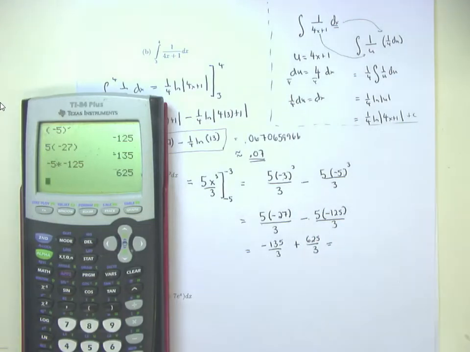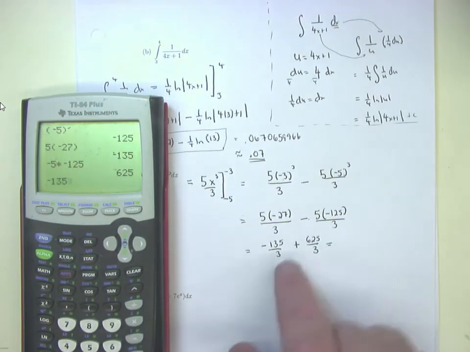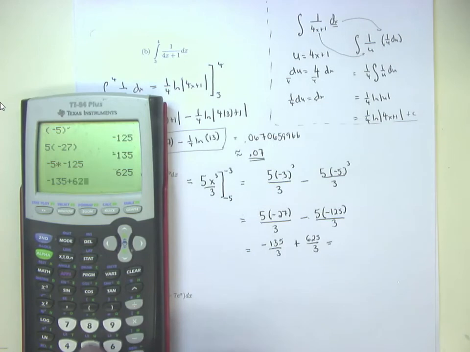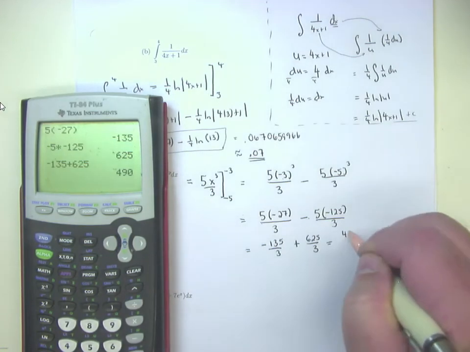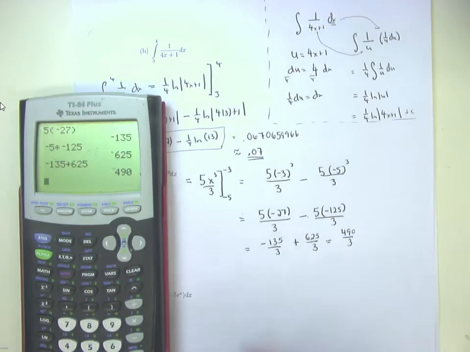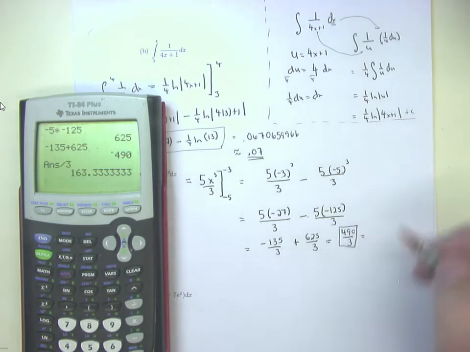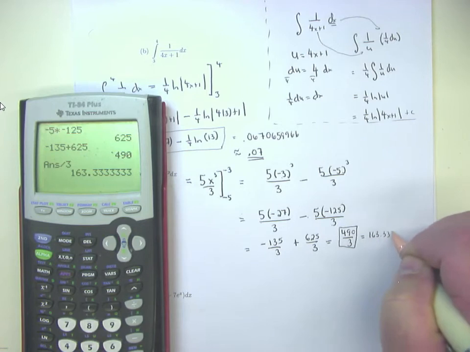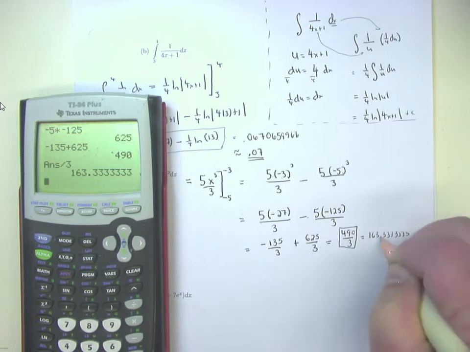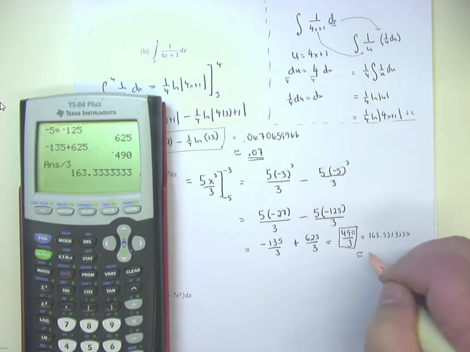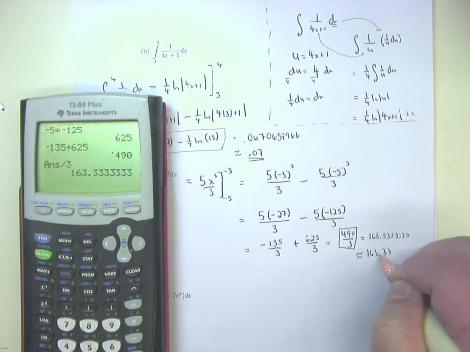Notice you already have a common denominator, so add up your numerators. -135 plus 625 is 490, divided by 3. And 490 divided by 3 is, there's my answer, written in fraction form, but it is also 163.333333 repeating. So if I go for 2 decimal places, squiggly equal to 163.33 on the approximation.